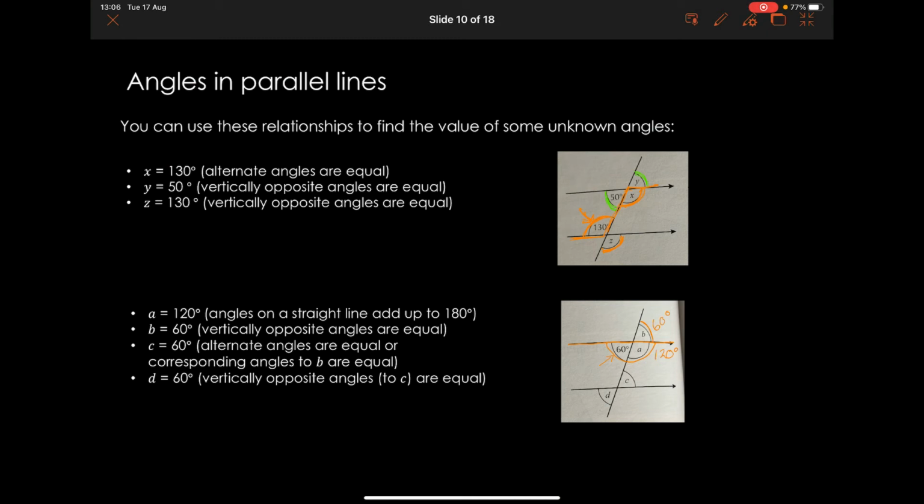And then, if we look very closely, C must also be 60 degrees because it joins this F shape with the C. It makes this Z shape with the 60. And that is an alternate or corresponding angle. Okay, a Z angle. And then because D is vertically opposite C, that must also be 60. So they're both 60 degrees.